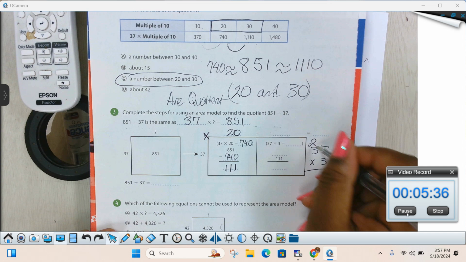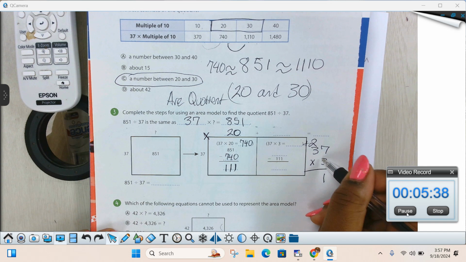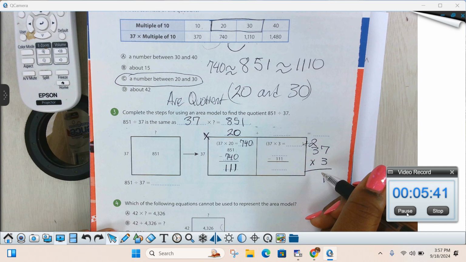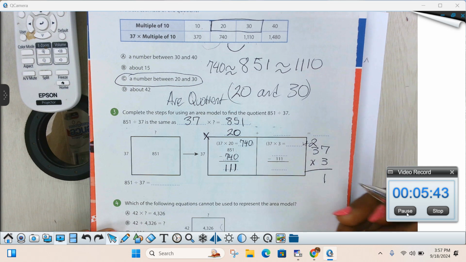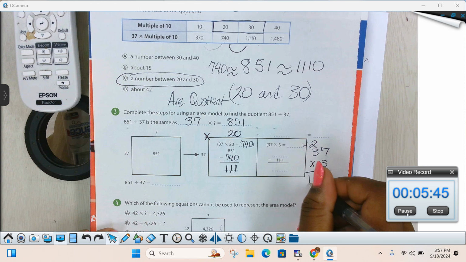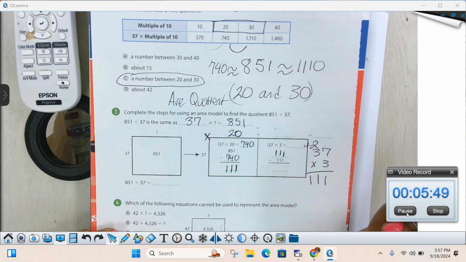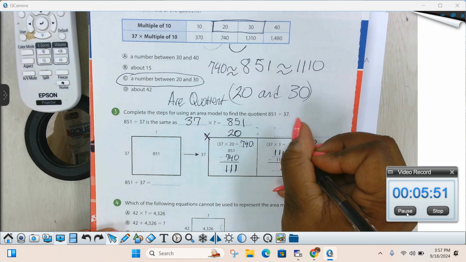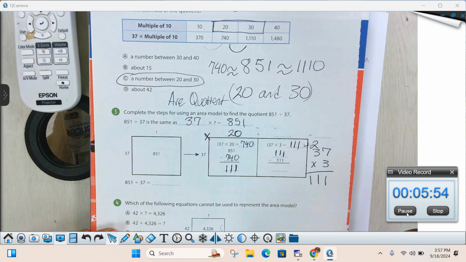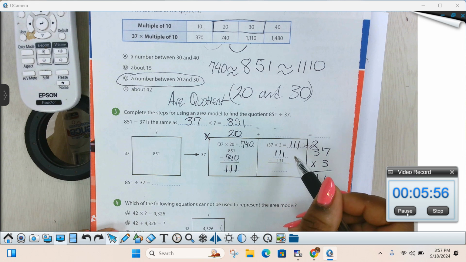21. Hey, can you do something for me? We got 3 times 3, which is what class? 9. And 9 plus 2 gives me 11. So that is correct. 37 times 3 is 111. Didn't know that, but I know that now.